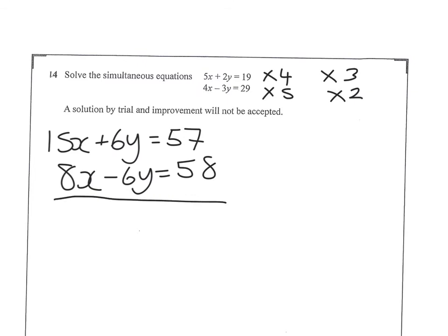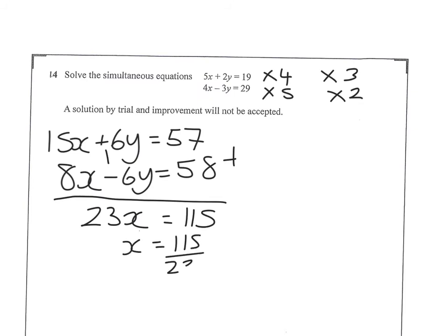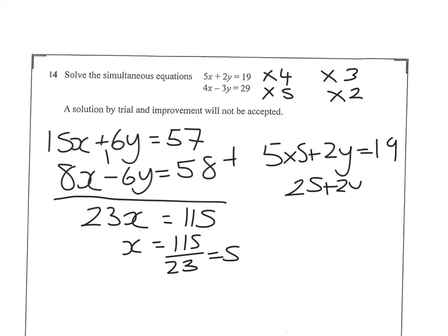And then to solve these, because the signs are different, we add. 15 plus 8 is 23, and 57 plus 58 is 115. So x is 115 divided by 23, which is 5. To work out y, we then do 5 times x plus 2y is 19. So 25 plus 2y is 19. 2y is minus 6 and y is minus 3.